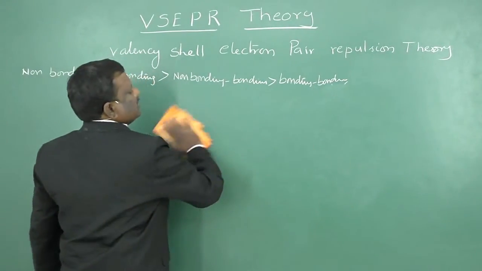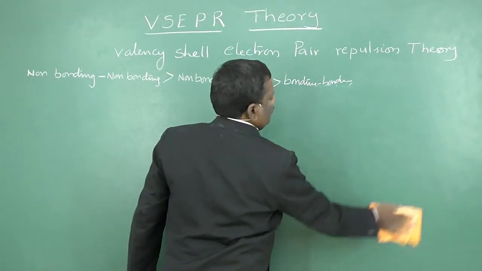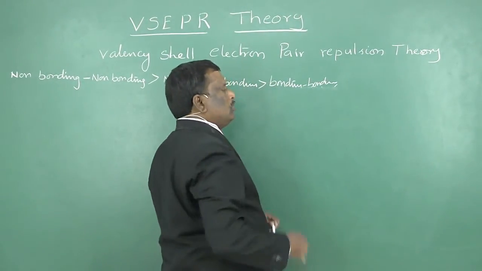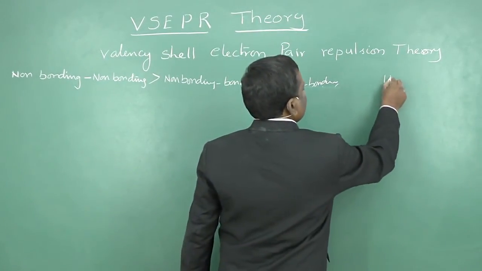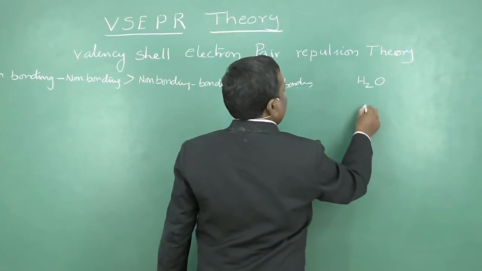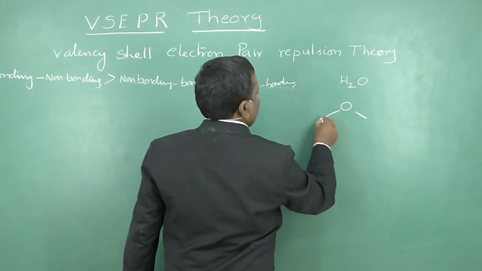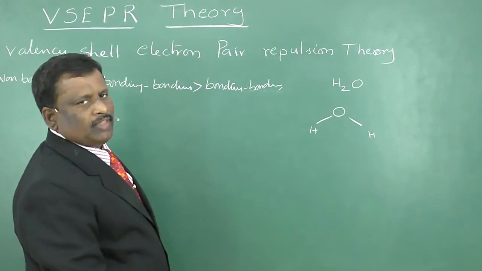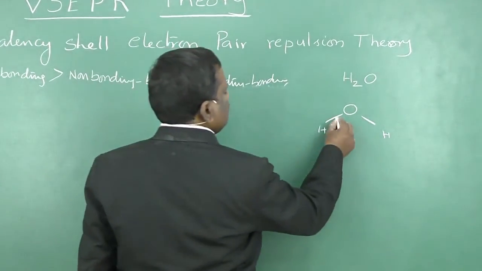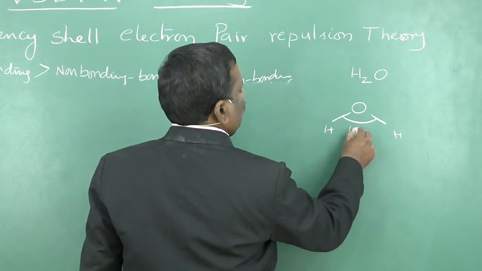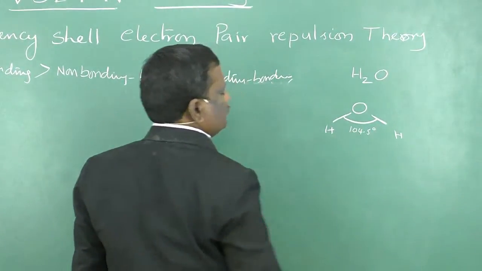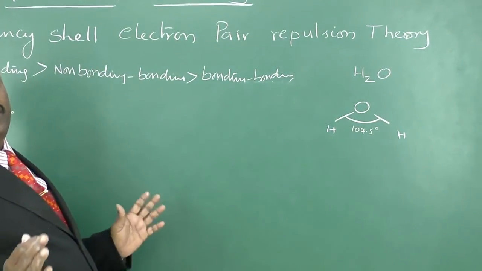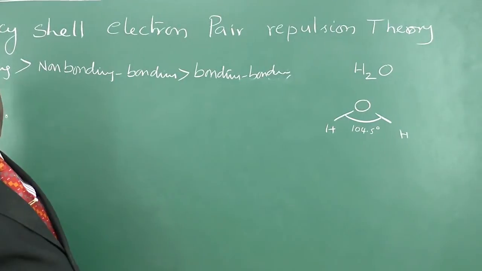In the light of VSEPR theory, consider H2O, the well-known water molecule. In H2O, 2 hydrogen atoms are bonded with oxygen through covalent bonds. X-ray studies of this molecule show that the bond angle in H2O is 104.5 degrees. Now let us see how this H2O molecule is formed.